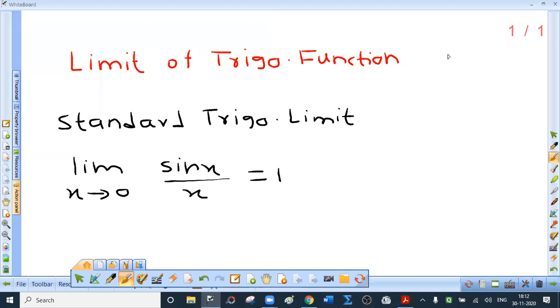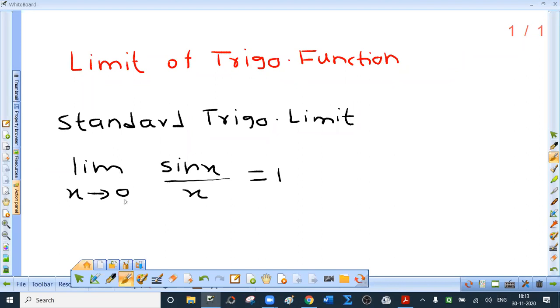Now the next important part is limit of trigonometric function. We are going to discuss standard trigonometric limit. In today's lecture, we will just verify this result, and in the next lecture, we will actually prove this standard limit. Now the standard trigo limit is limit x tends to 0 sin x upon x equal to 1.